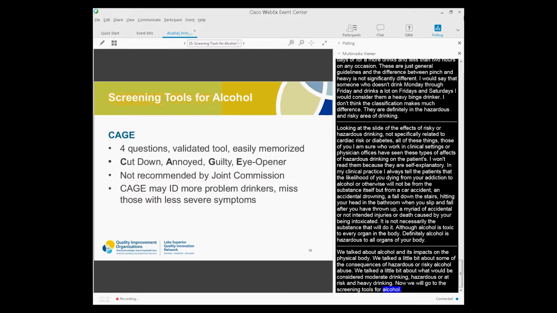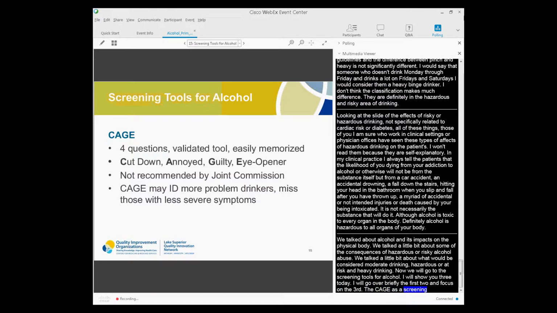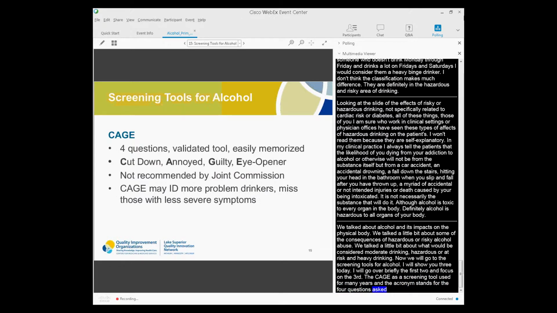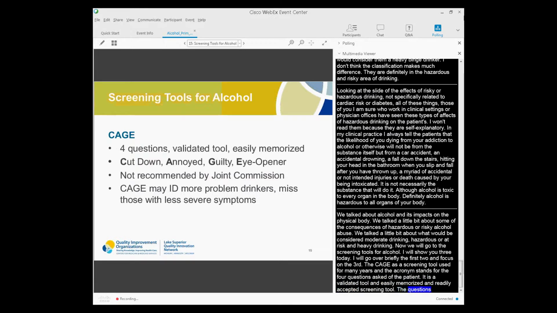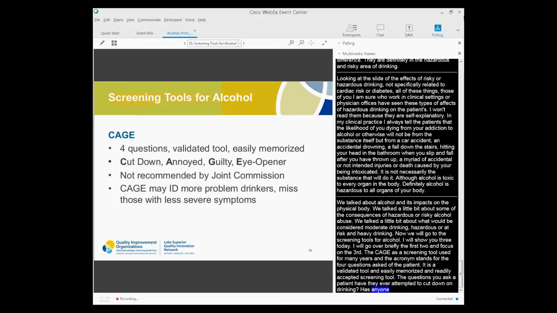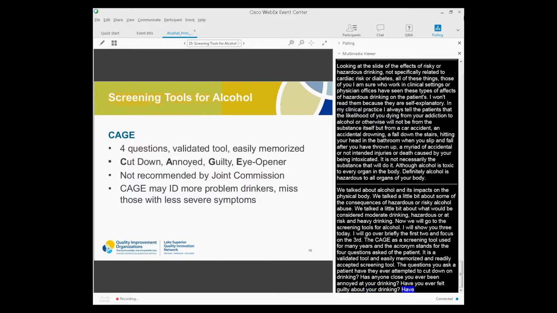So the CAGE is a screening tool that's been used for many, many years. Its acronym stands for the 4 questions that are asked of the patient. It is a validated tool. It's easily memorized. It is a readily accepted screening tool. So the questions you ask a patient: have you ever attempted to cut down on your drinking? Has anyone close to you ever been annoyed at your drinking? Have you ever felt guilty about your drinking? And have you ever drunk in the morning, had an eye opener, to feel better?